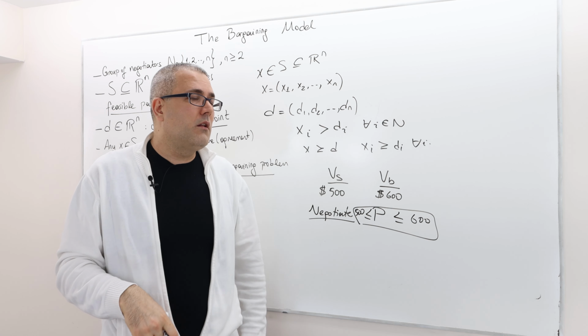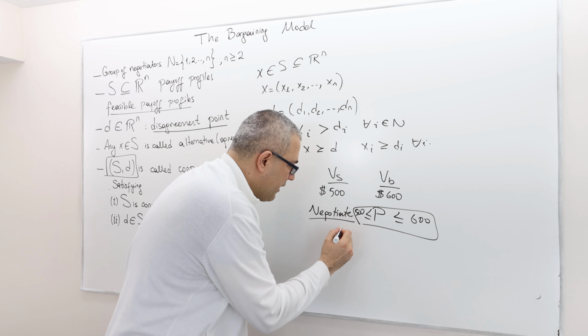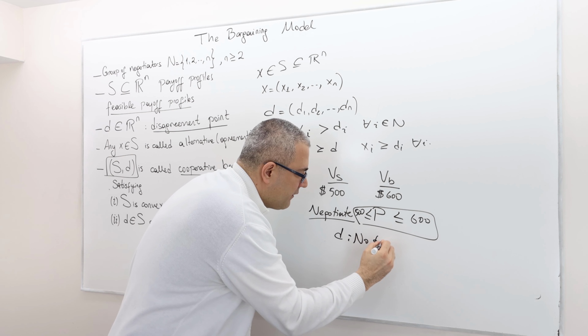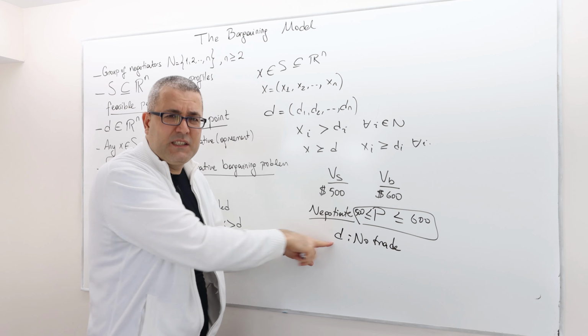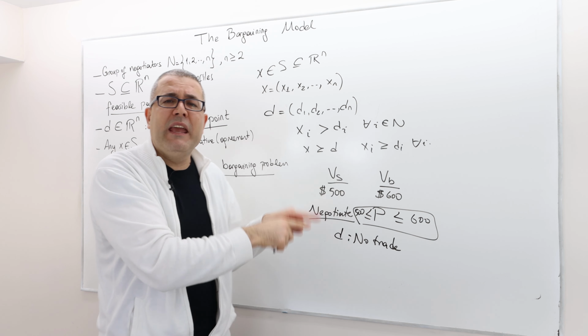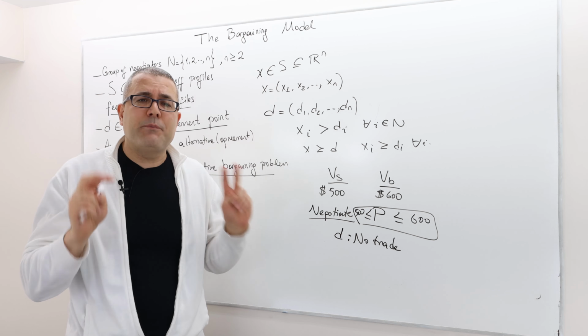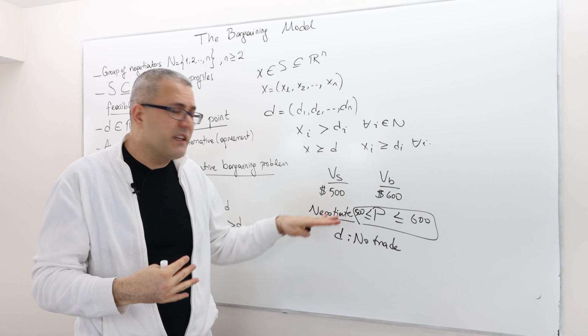All right? Well, fine then. So basically, I have the idea of D. No trade, right? I know it's not a payoff vector. I will make it a payoff vector in a moment, but at least conceptually, I know what D is in this framework.